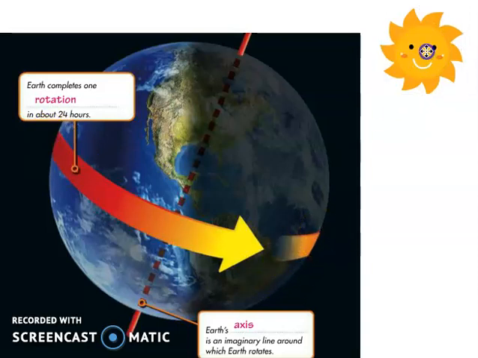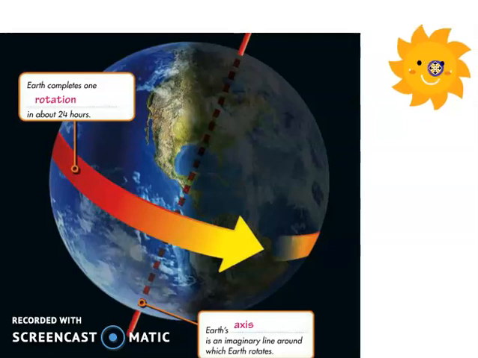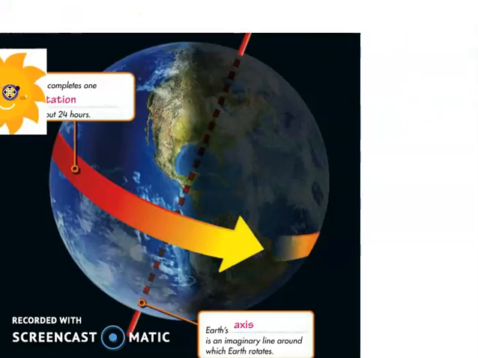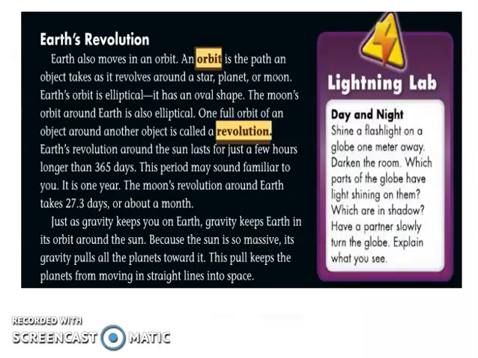I will repeat. The sun rises in the east going to the west, but the Earth's motion is opposite, from west going to east. Remember that one. Now, another motion of Earth is revolution.